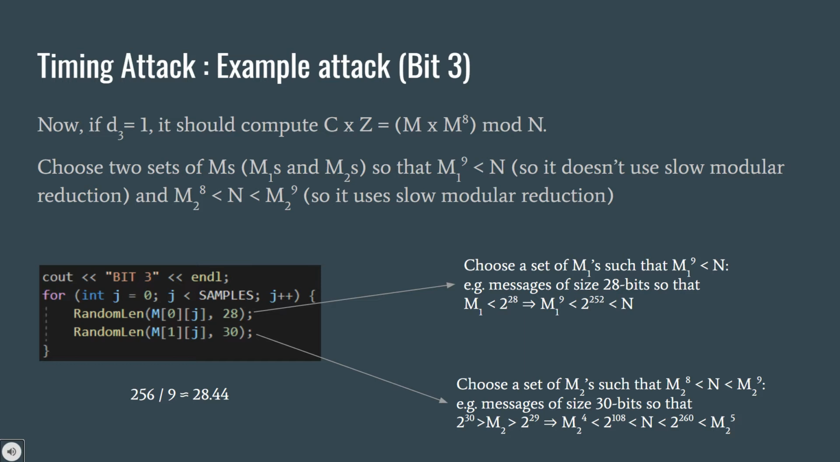For this purpose, we choose messages of size 28 bits for m1 to satisfy the given inequality. For m2, we choose a set of messages of size 30 bits, so it satisfies the inequality. Note that 256 divided by 9 is 28, so that's why we differ the size of m1 and m2 with respect to that number.